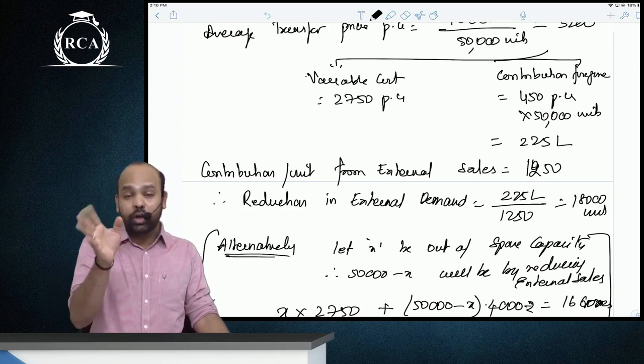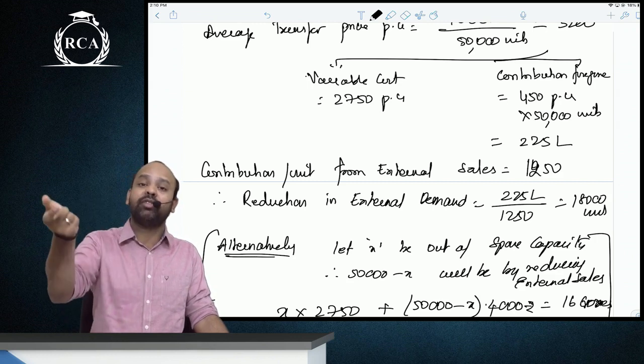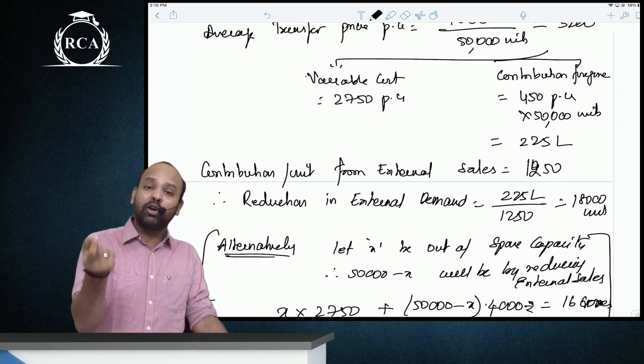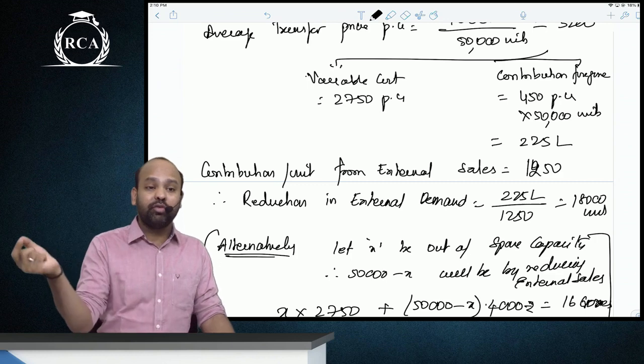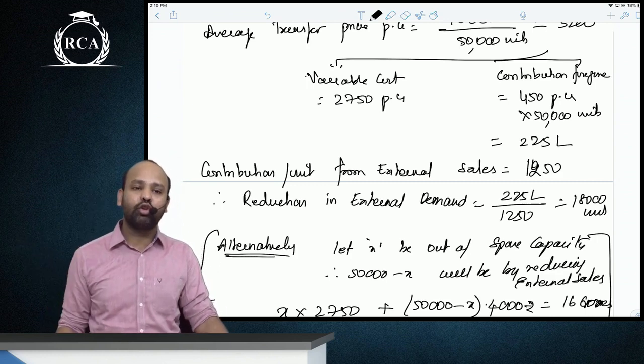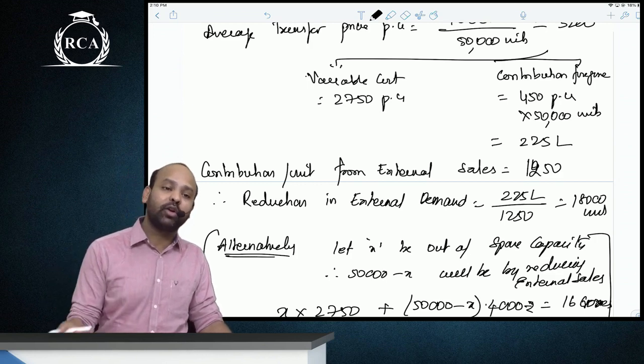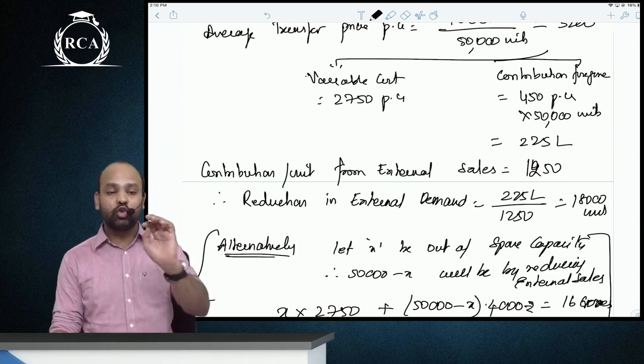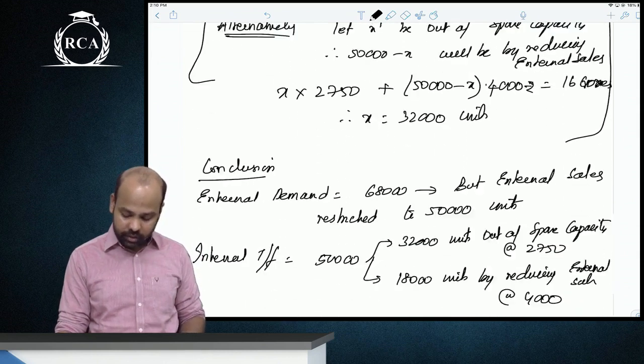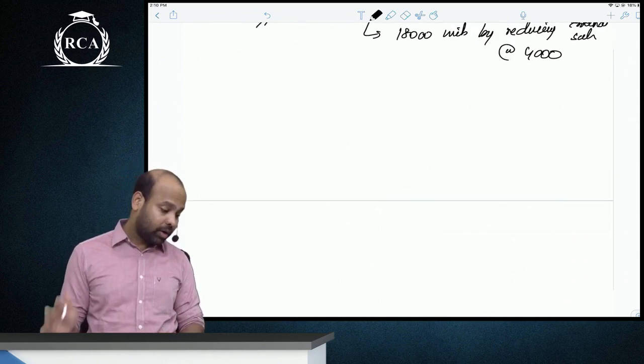That means we are not foregoing contribution on the entire 50,000 units, only on a part of the units. So 450 rupees into 50,000 units gives a contribution foregone of 225 lakhs. Dividing 225 lakhs by 1,250 rupees per unit, we actually reduced our external demand by 18,000 units. Understood, sir? Now all of you read the second bit.